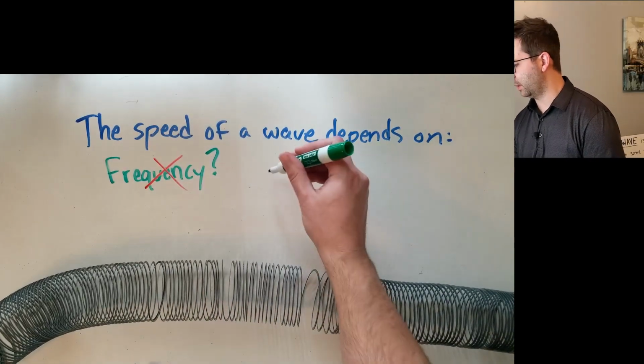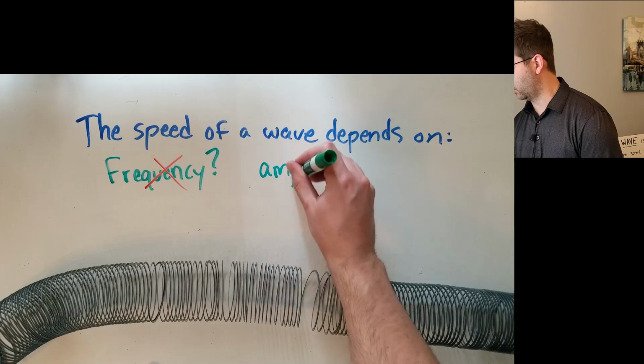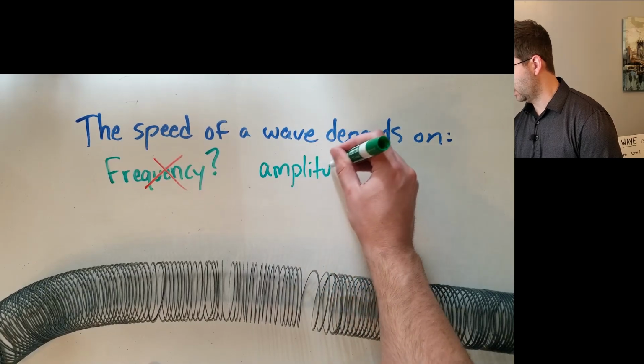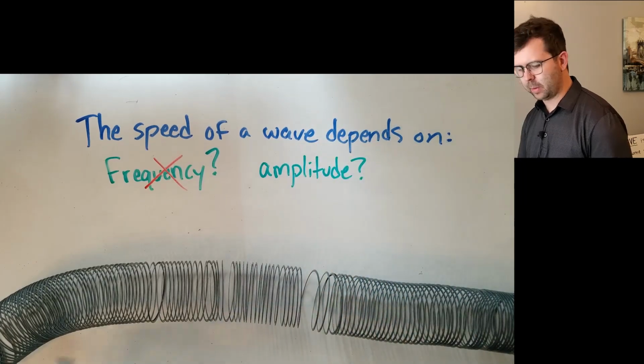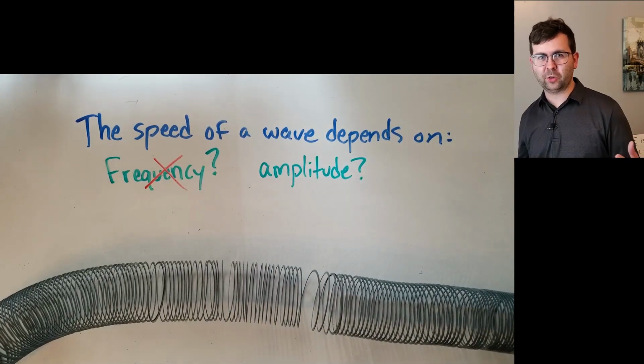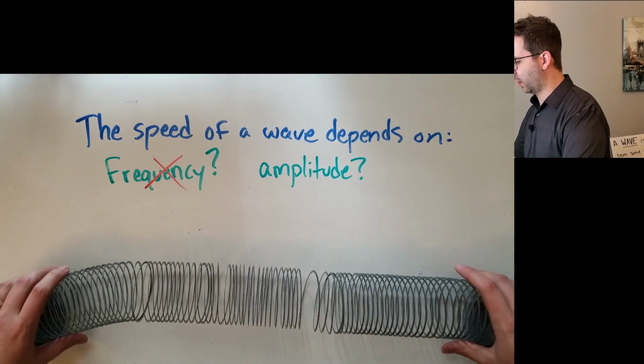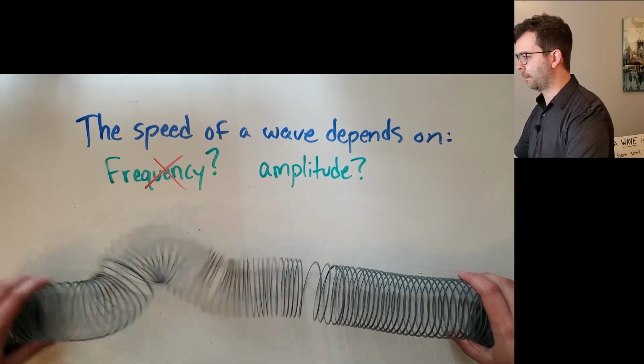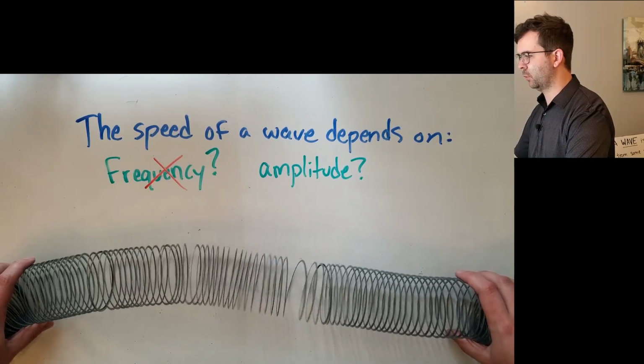What about the amplitude? What if I give this slinky a really big disturbance? Would that make it travel faster? It would definitely have more energy in it. So I usually think, more energy means faster, right? So let's try it. I'll try a normal amplitude first. So, same speed as before.